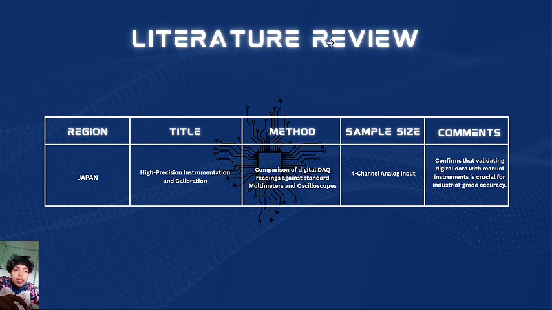The Japan study, titled High Precision Instrumentation and Calibration, utilizes a 4-channel analog input for its sample size. The method involves a direct comparison of digital data acquisition (DAQ) readings against standard manual instruments like a multimeter and oscilloscope.